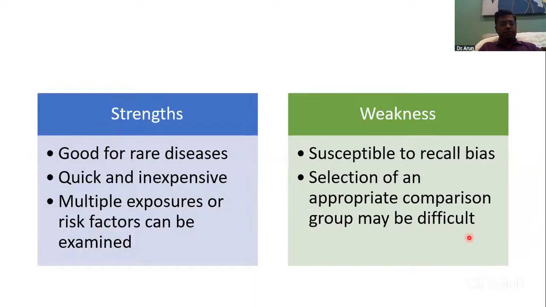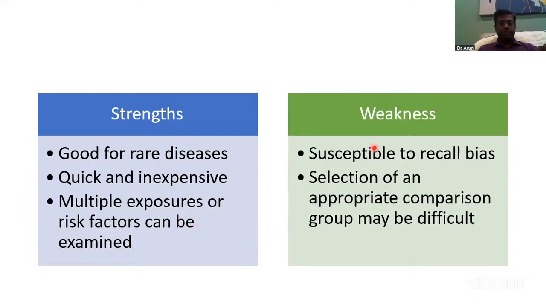What are the strengths of a case control study? This is good for rare disease and inexpensive, because we are starting from the disease to exposure. By the time you start your study, the patient has already developed the disease. So you can prepare a pro forma or questionnaire and ask what the risk factors are, what the exposure factors are which led to the current situation. Multiple exposures or risk factors can be examined.